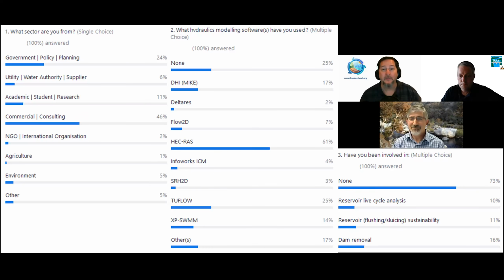Now, this is probably the most important question. Number 3, have you been involved in any of these? No, it looks like most people have not been involved in dam removal or reservoir sedimentation, in terms of the sustainability or the life cycle analyses. And so what we want to do is make sure we introduce this topic to you because it's tremendously important when we're getting into reservoirs and dams.